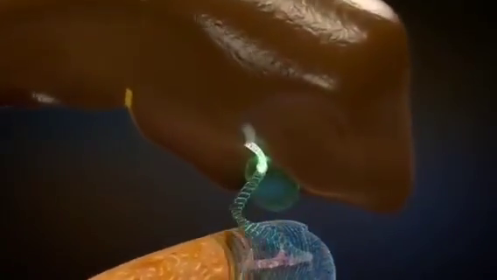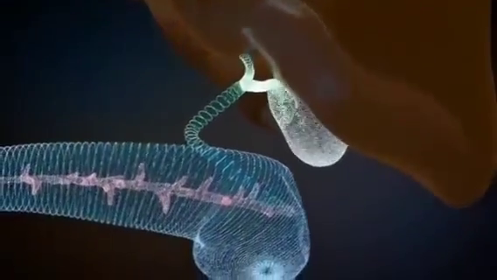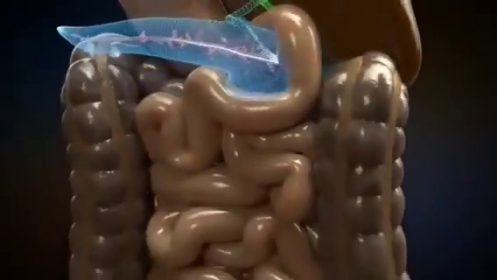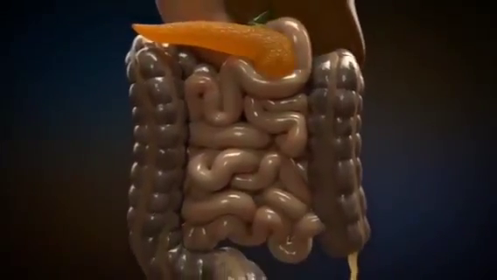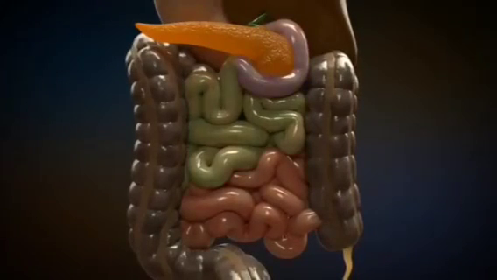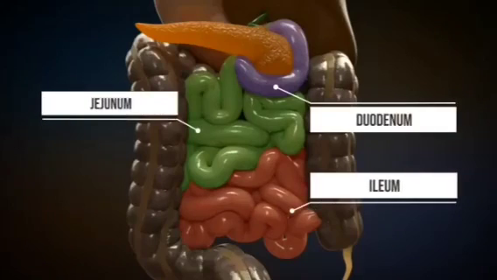Bile is produced by the liver cells and transported to the gallbladder. The bile is stored there, and the pancreas also releases juice via the ampulla of Vater. The small intestine consists of 3 sections: duodenum, jejunum, and ileum. The ileum continues into the large intestine in the right lower abdomen.